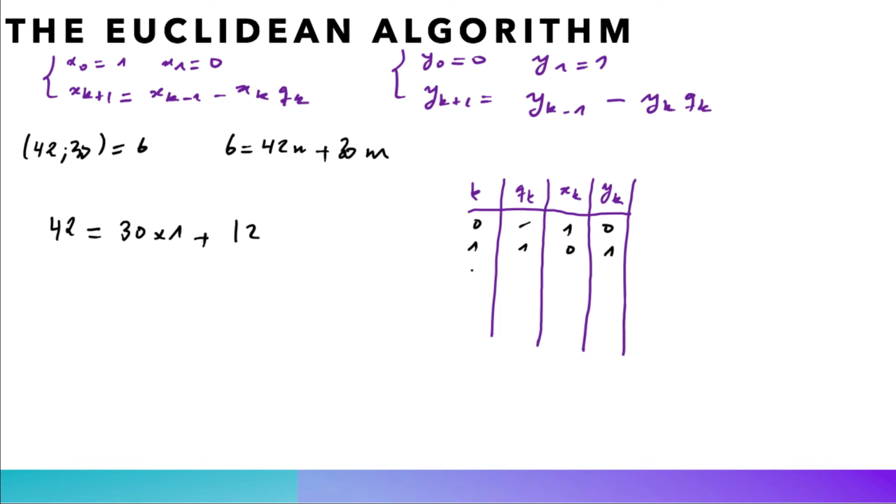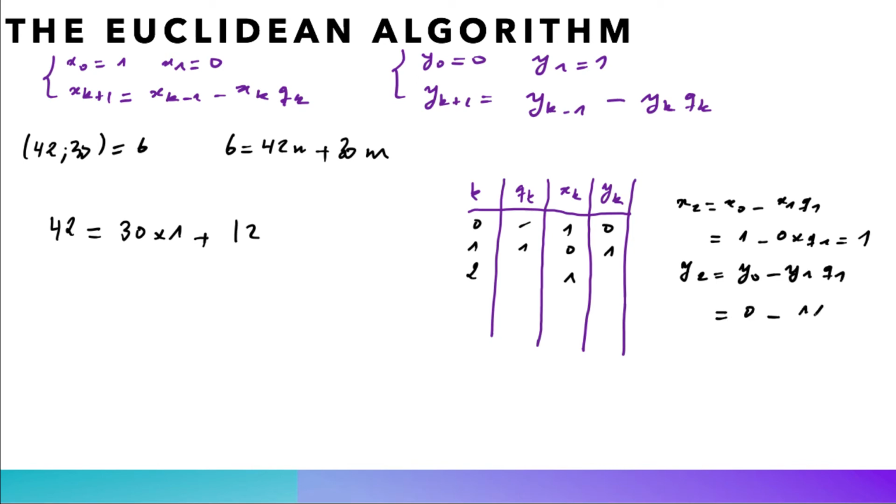Now for k equals 2, the recursive relations give that x2 must be equal to x0 minus x1 times q1, and this is equal to 1 minus 0 times q1, which is equal to 1. So we know from here that x2 is equal to 1, and y2 is equal to y0 minus y1 times q1, which gives 0 minus 1 times 1, and this is because q1 is equal to 1, and this is equal to minus 1. So we know that y2 is equal to minus 1.